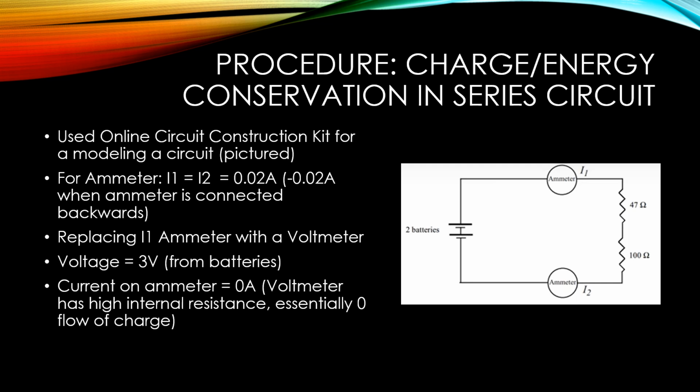So the procedure for the charge and energy conservation in a series circuit: I used the online circuit construction kit. You can see the picture to the right. For the ammeter, I1 equals I2, which was 0.02 A, and negative 0.02 A when it's connected backwards. Replacing the I1 ammeter with a voltmeter, the voltage was 3 volts from the batteries, and the current on the ammeter was 0 A. The voltmeter has a high internal resistance, so essentially zero charge flows.